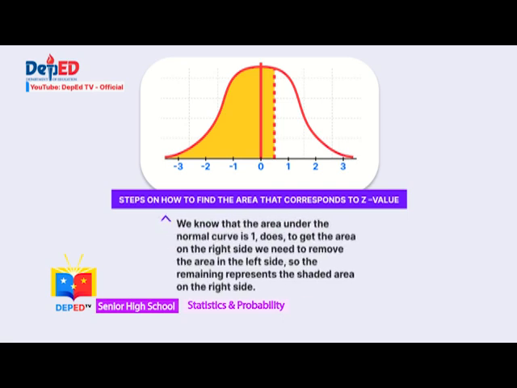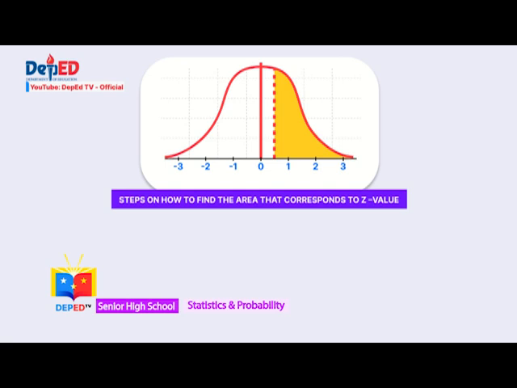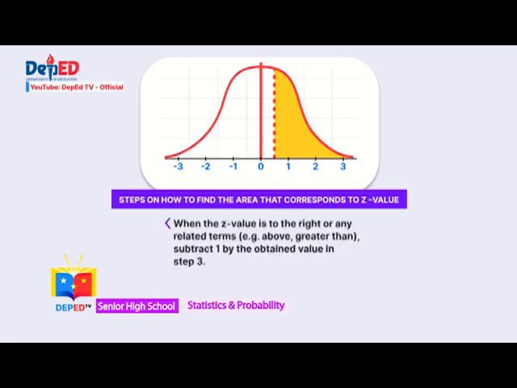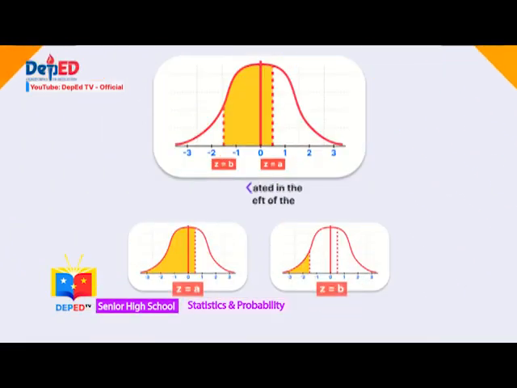We know that the area under the normal curve is 1, thus to get the area on the right side, we need to remove the area on the left side, so the remaining represents the shaded area on the right side. Thus, when the z-value is to the right or any related terms, subtract the value obtained in step 3 from 1. Note that the area indicated in the table is the area at the left of the z-value.